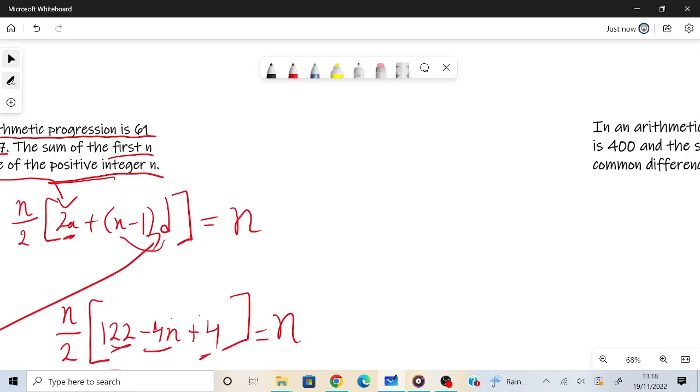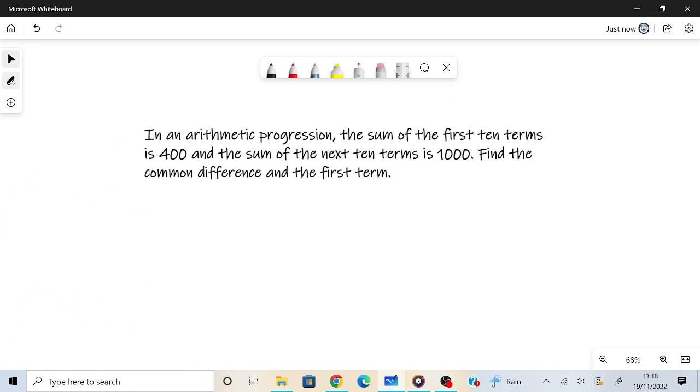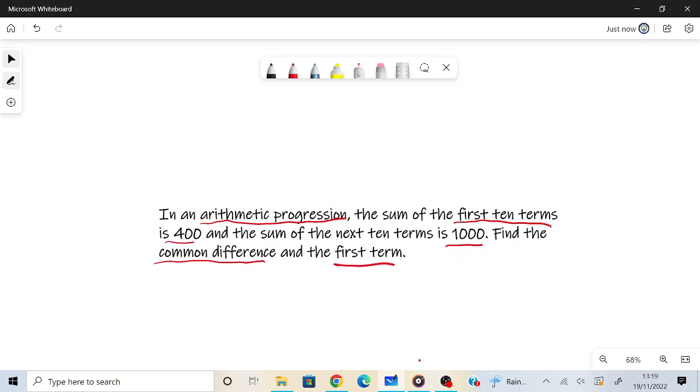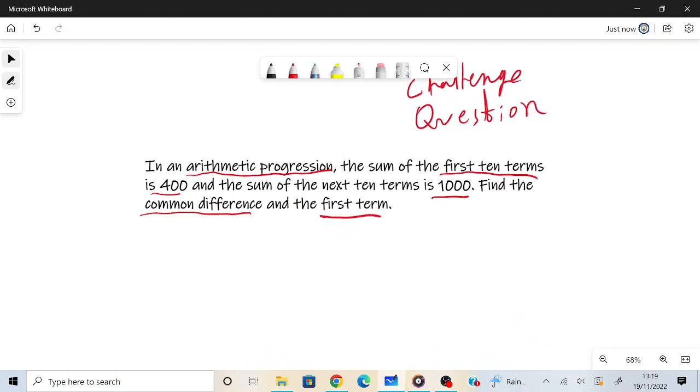Right, so on to our final example for this video. It says, in an arithmetic progression, the sum of the first 10 terms is 400, and the sum of the next 10 terms is 1000. Find the common difference and the first term. And this is a challenge question. So pause the video and have a go at this by yourself, and then resume the video to see if you are correct or incorrect. If your answer is incorrect, please do take note of your mistake.